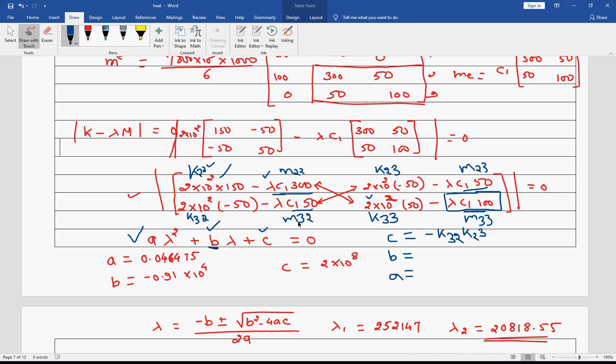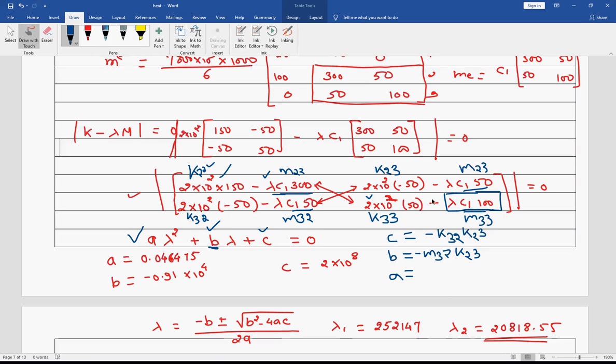Then M32 into K32, that is contributing to B, but that will again be the subtraction. Whatever the multiplication is there, that is going to go with the subtraction. So I can write M32 K23, and of course this will be minus. So this is going for the subtraction.